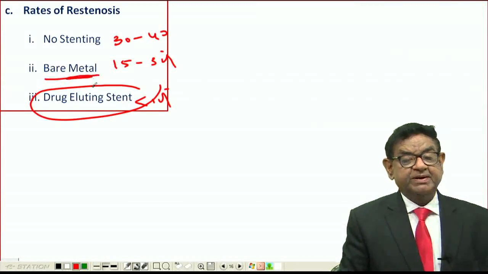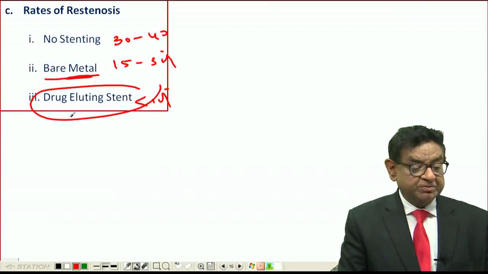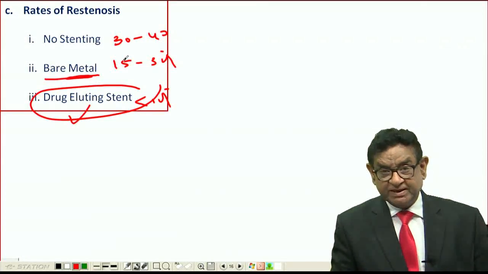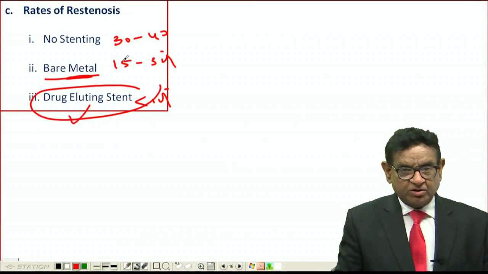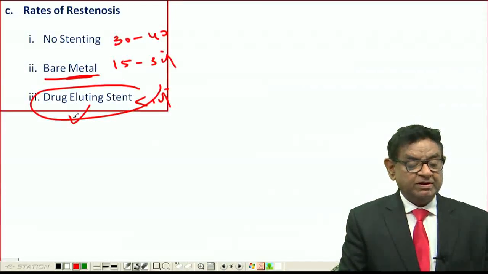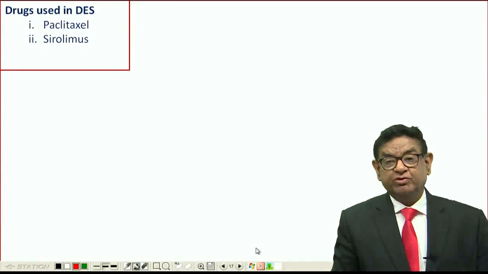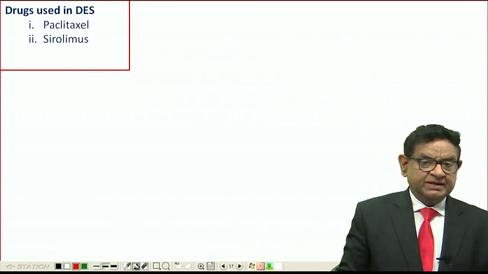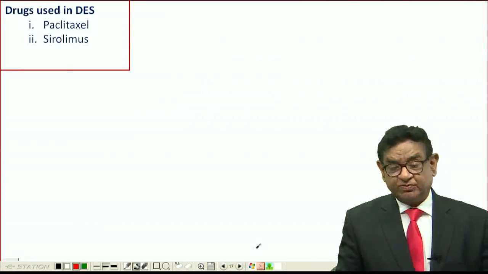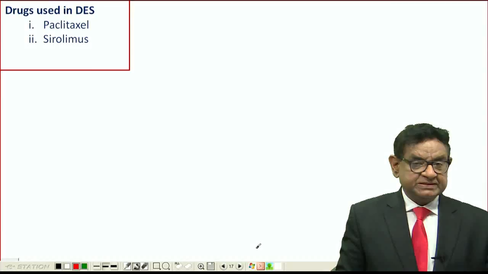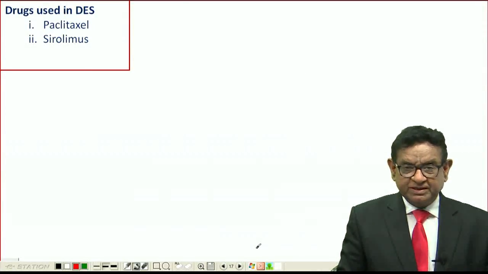But bare metal stents are used where cost is the main consideration, as drug-eluting stents are much more expensive as compared to bare metal. So not in every part of the world can patients bear the cost. Depending on the cost, we can use bare metal or drug-eluting, but definitely drug-eluting is much better. Why do bare metal stents tend to have more restenosis? Because they induce thrombus formation, because stents themselves are metallic particles. So that's why we are using drug-coated stents.